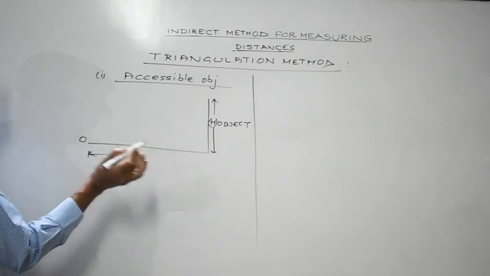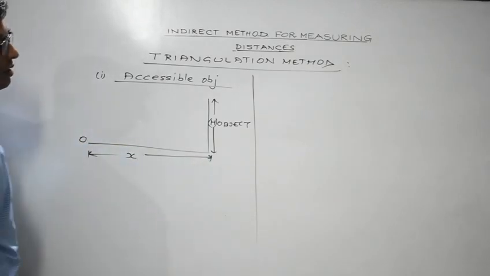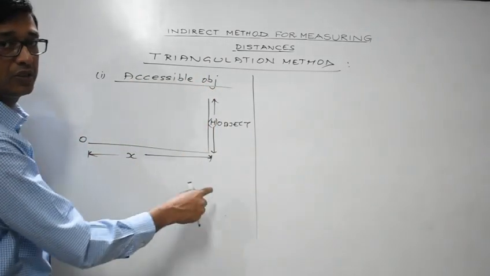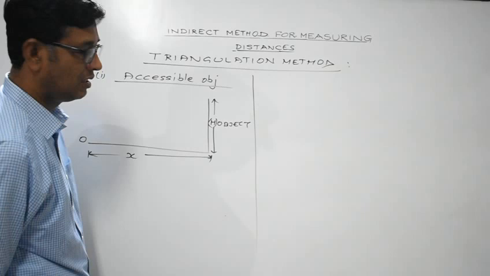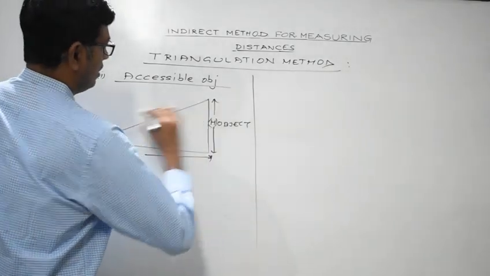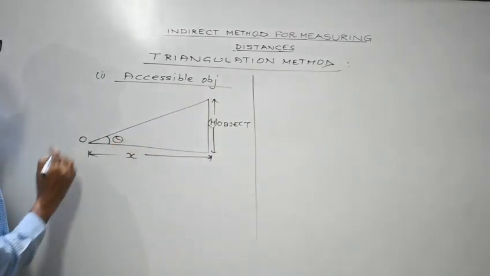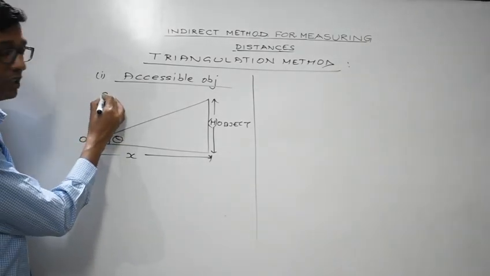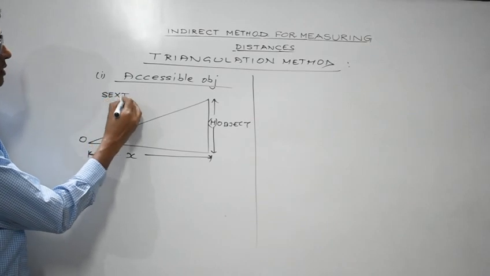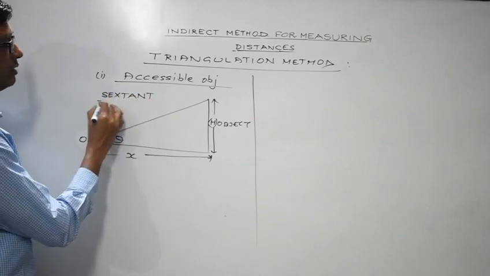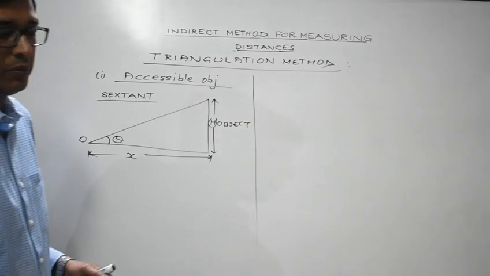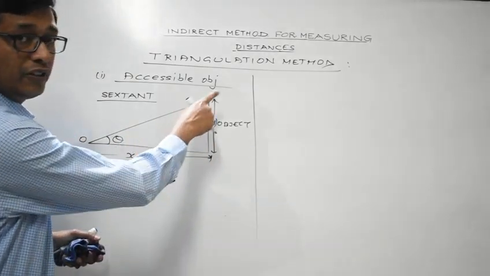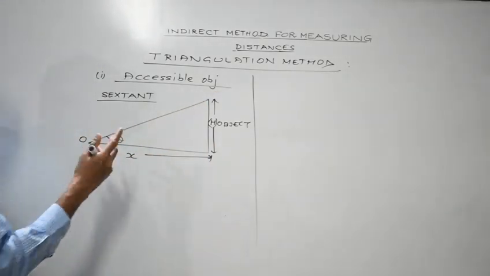This is the observation point, and this is the known distance. Remember, for an accessible object, the distance of the observation point from the object can be easily found, or it is known. So here, this angular elevation can be easily calculated by using an instrument known as a sextant. It is an instrument which can be used to determine the angular height, or rather this angle of elevation, right? So theta can be experimentally determined.